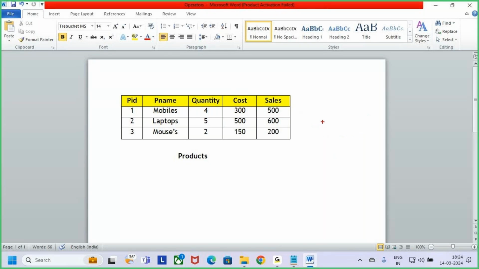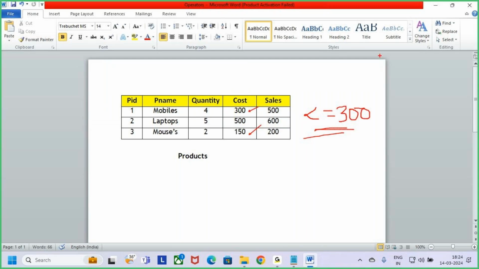Next, I want to know the products where the cost price is less than or equals to 300. Now how many products are there with cost price less than or equals to 300? Two products. One is what? Mobiles, and second is what? Mouses. So these are the two products where the cost price is less than or equals to 300. So to understand, based on the values in the cost column, I want to understand which products are less than or equals to 300. So there are two products, one is mobiles and second one is mouses.